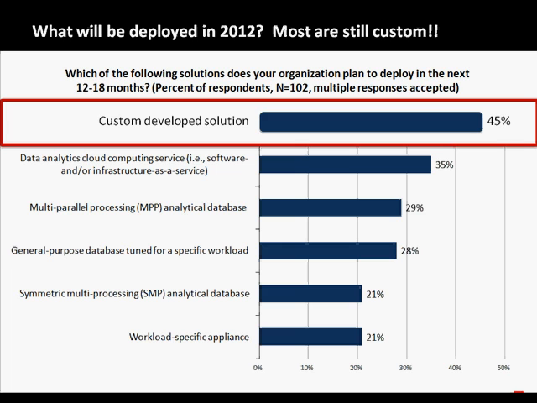And the downside is that there's a lot of opportunity to improve those operational efficiencies. I mean, building a custom developed solution is tricky to maintain. You have to have the staff, the skills, the programming, the infrastructure to do it. What I also like is if you look at the second one, data analytics cloud computing service, or software or infrastructure as a service to support analytics, was number 2. So I think we're going to see a lot of movement in that area this year.